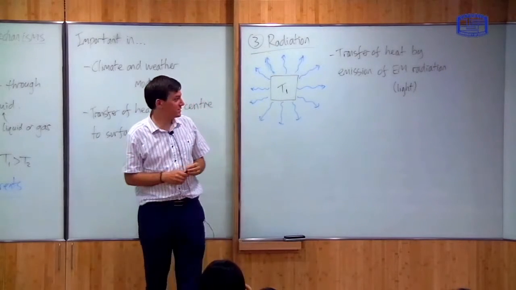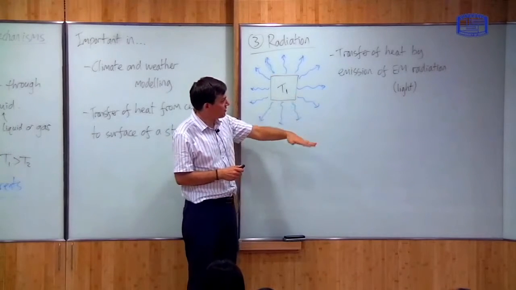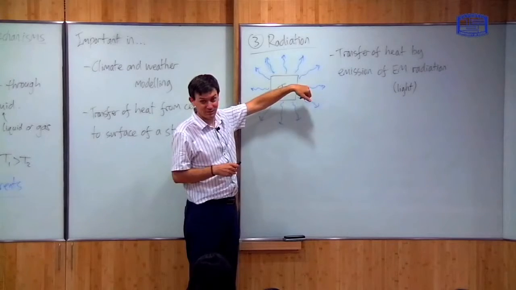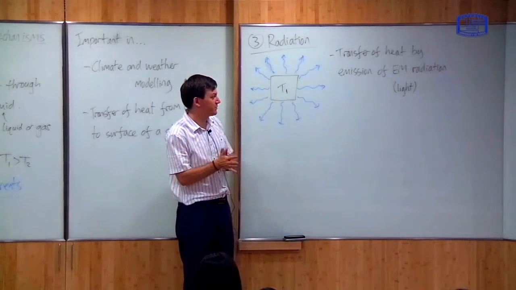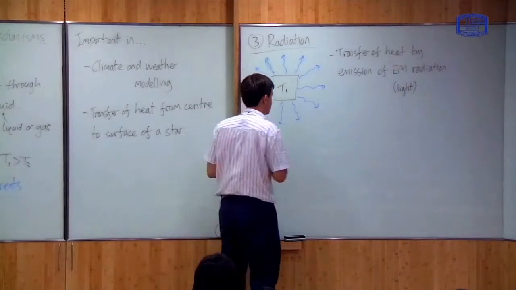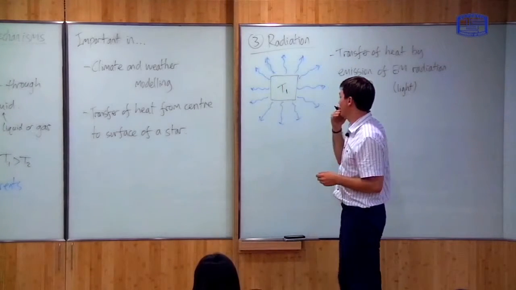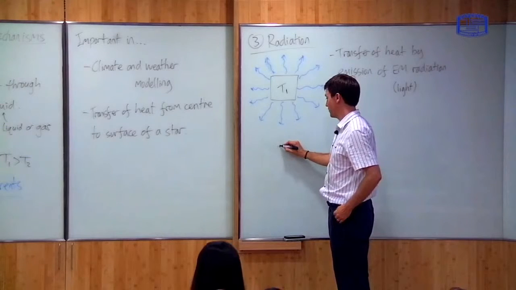And this is true whatever the temperature is. So even if you go down to very low temperatures, you will still emit radiation, except the wavelength of the radiation will be very long. Okay. Now, transfer of heat by radiation, I can give you a nice formula for.